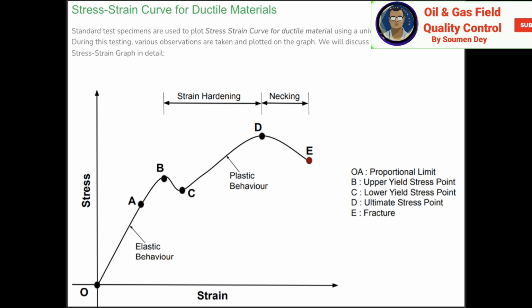The final one is rupture or fracture or breaking strength, which is point E. Point E is the ultimate point where the material fractures or breaks. Stress at point E is known as the breaking strength of a material.